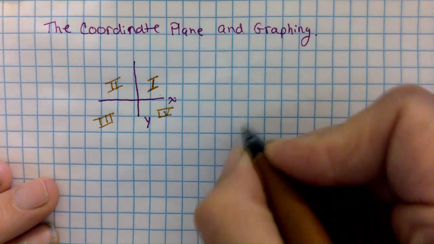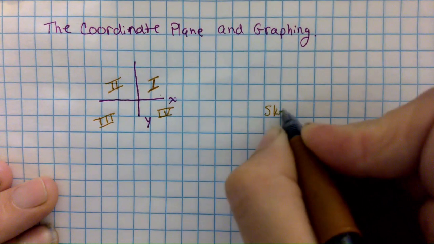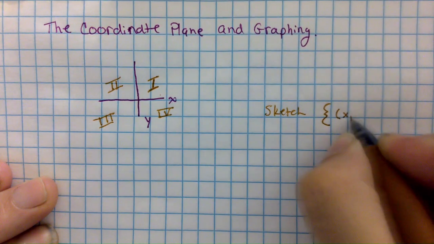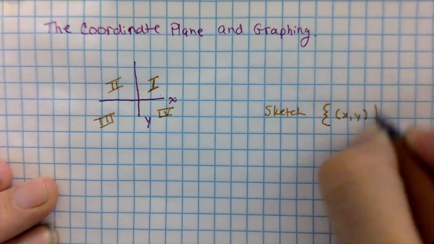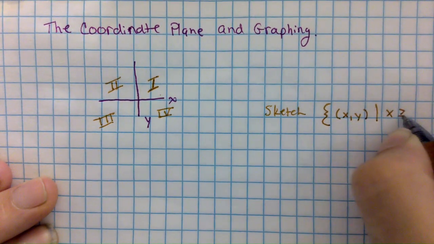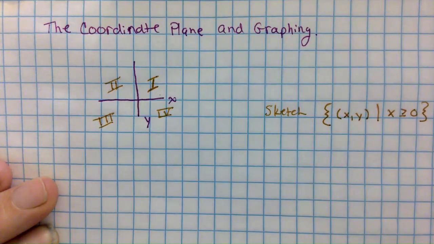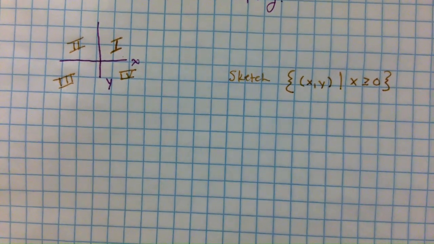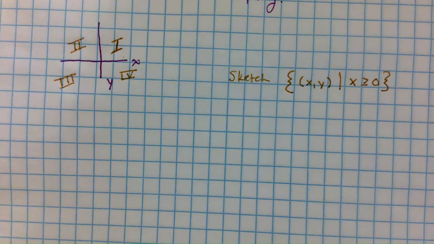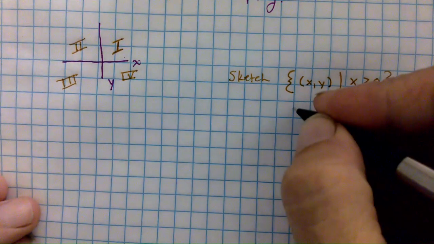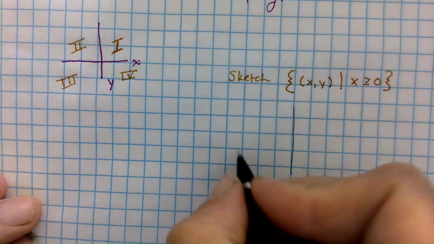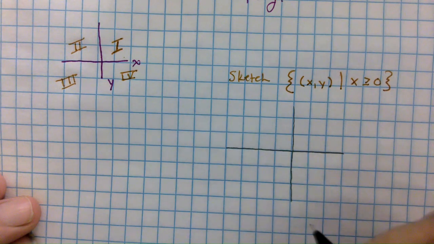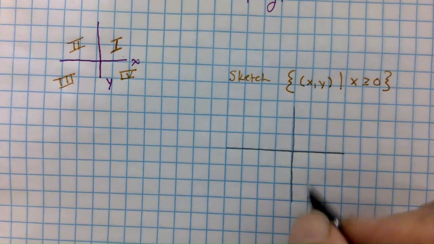So let's say you were asked to sketch the following statement. Okay, so that's saying a lot. Sketch all ordered pairs such that x is greater than 0. Well, let's think about this. What quadrants is x greater than 0 in? What quadrants is x positive in? Think about your ordered pairs.